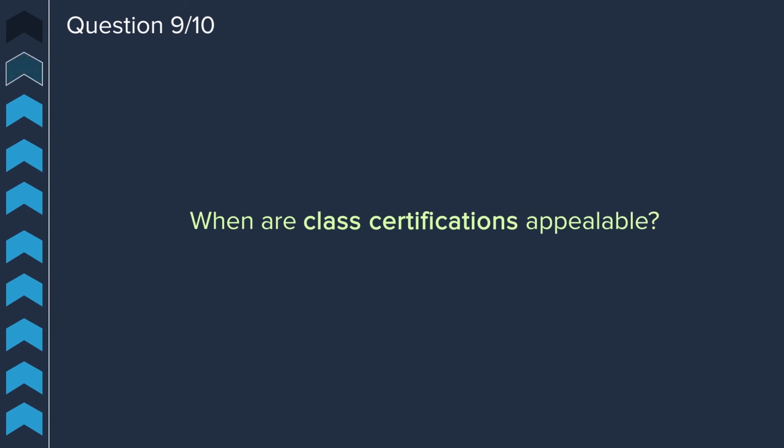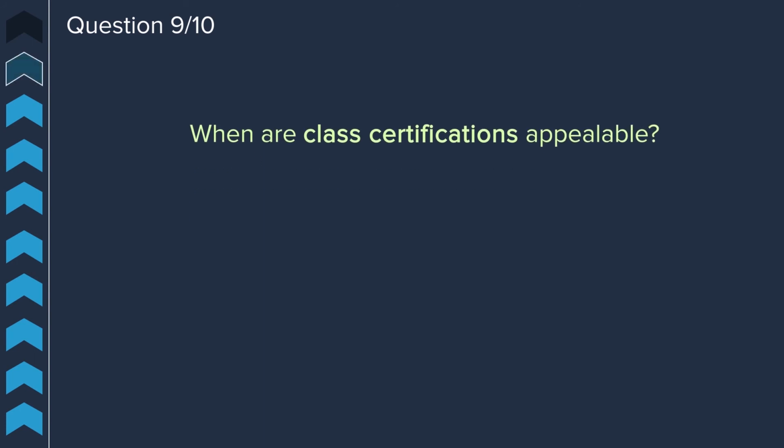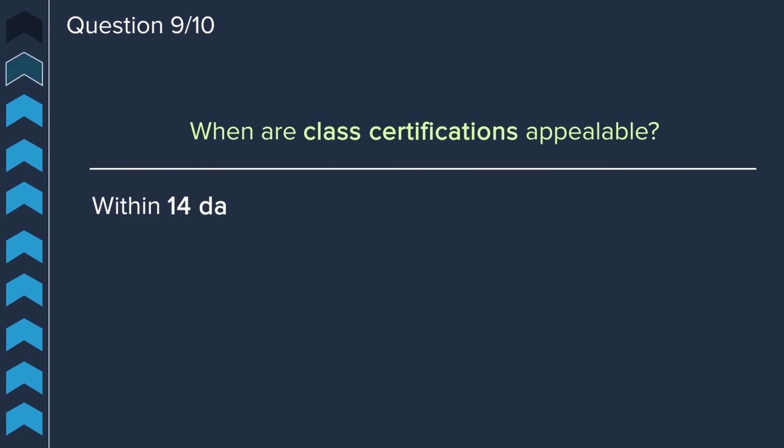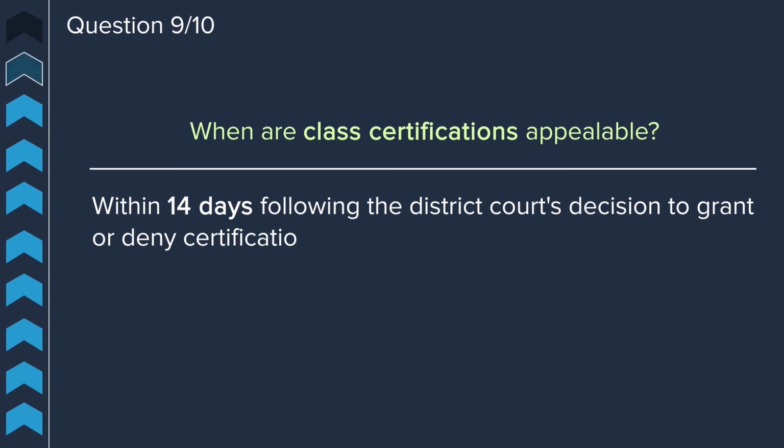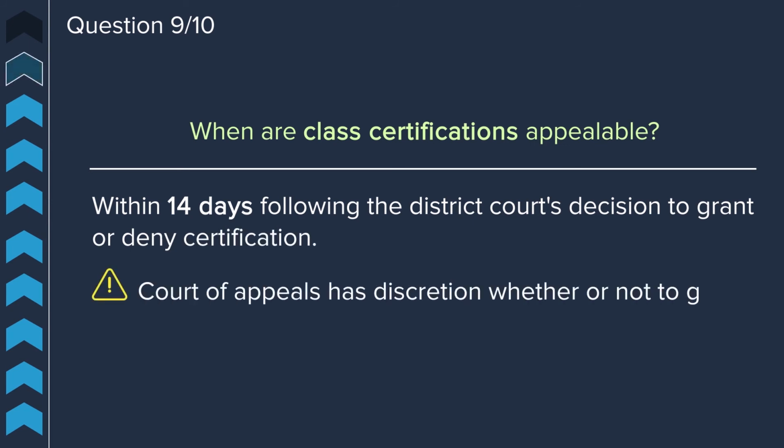Question 9. When are class certifications appealable? Class certifications are appealable within 14 days following the district court's decision to grant or deny certification. And the Court of Appeals has full discretion whether or not to grant the appeal. And this is found in Rule 23F.